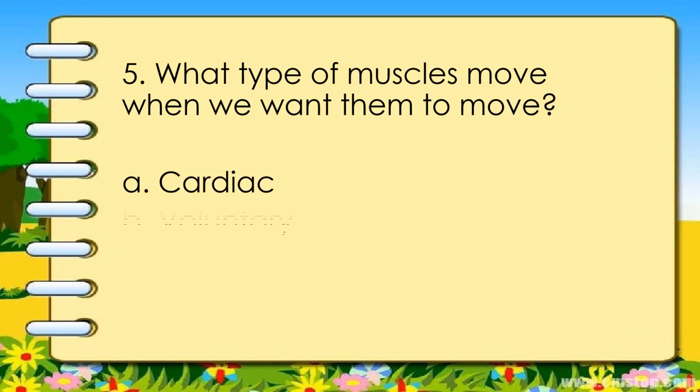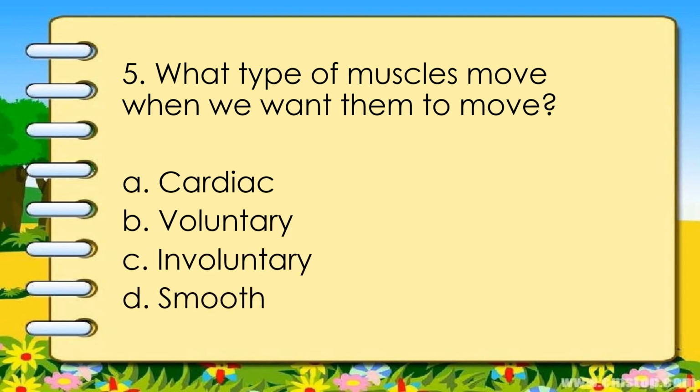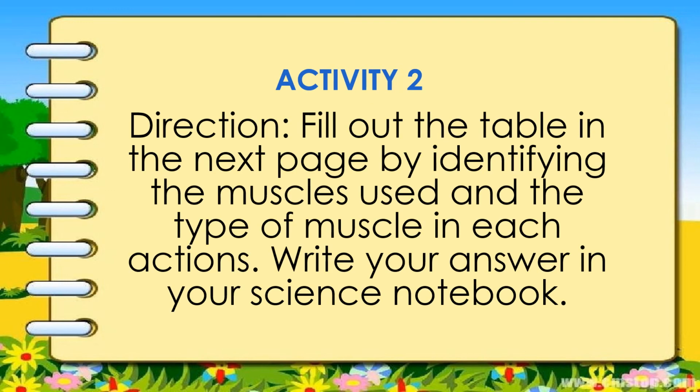Number 5. What type of muscles move when we want them to move? A. Cardiac. B. Voluntary. C. Involuntary. D. Smooth. Correct. The answer is letter B. Voluntary. Now, I know you can do it alone.